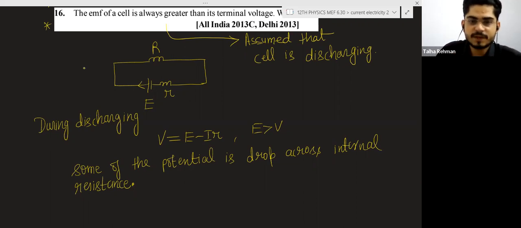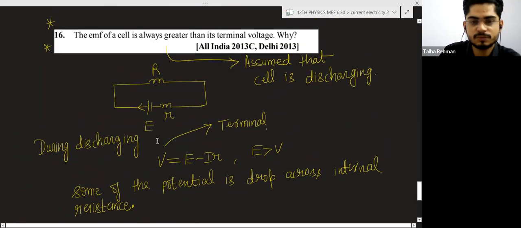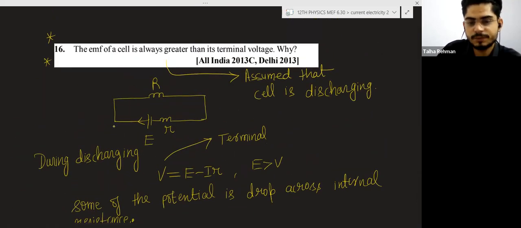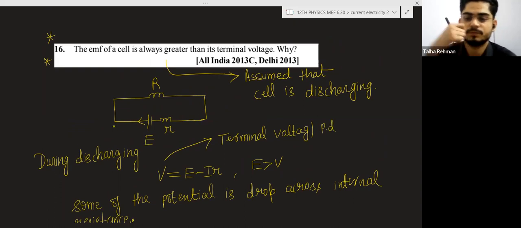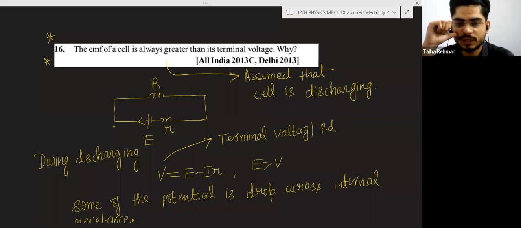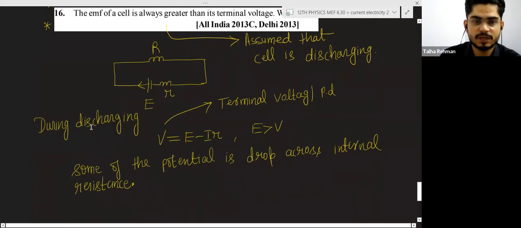And this V is the terminal voltage or terminal potential difference. When you check your notes, you will get this equation and this equation also. Terminal voltage or terminal potential difference. Just note it down and we will start our topic.